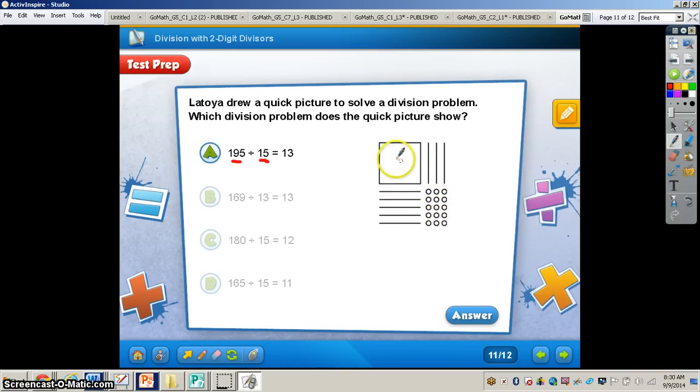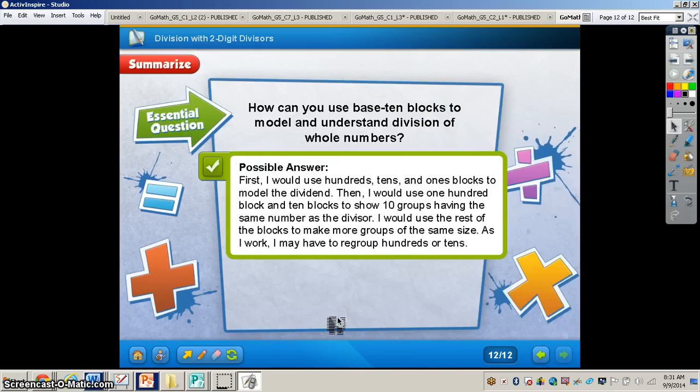Why is it divided by 15? We can see 15 rows here. So this is 10, 11, 12, 13, 14, 15. Okay, now for the quotient, we have a partial quotient of 10 and then a partial quotient of 3, giving me 13.